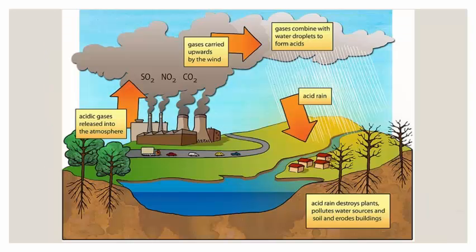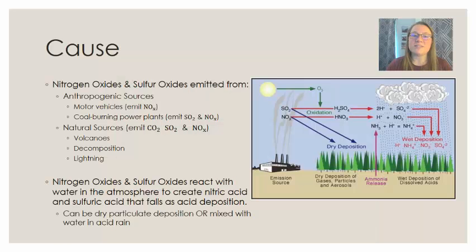I would like you to pause this video and take a look at this diagram and sketch this diagram into your notes. I think this does a good job of summarizing the entire process of acid deposition and acid rain. From that diagram, you could see that nitrogen oxides and sulfur oxides were emitted from both anthropogenic and natural sources. These are primary air pollutants.